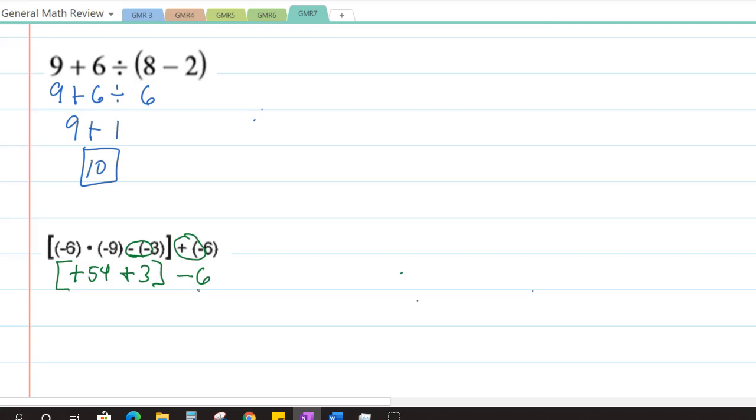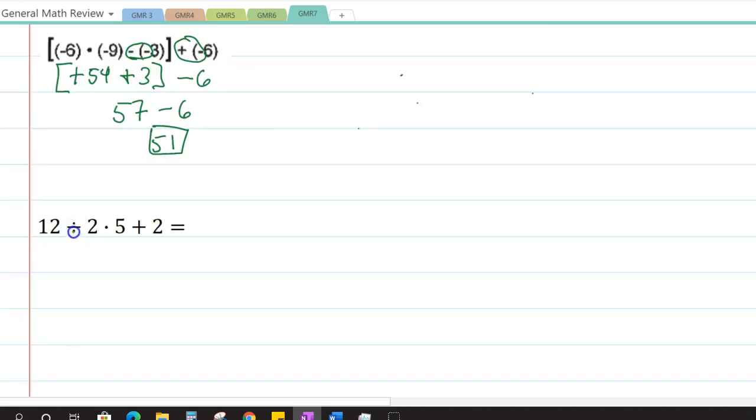I've taken care of all the multiplication. Now I need to take care of the addition. 54 plus 3 is 57. Since I have done everything inside the brackets, I no longer need them. Minus the 6. 57 take away 6 is 51.